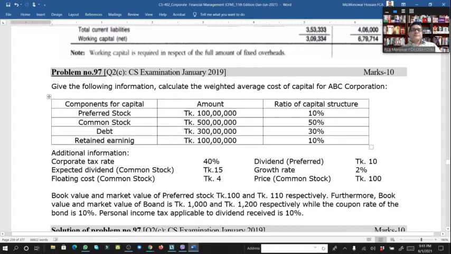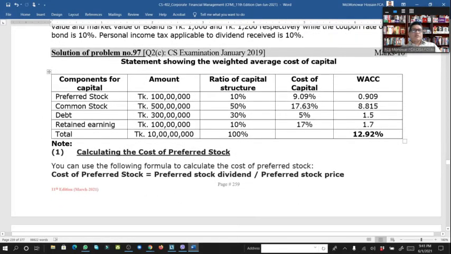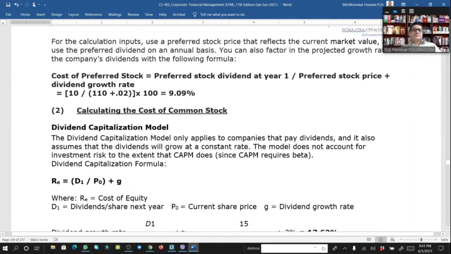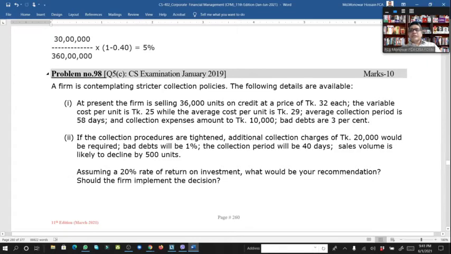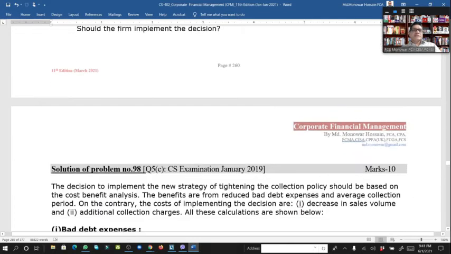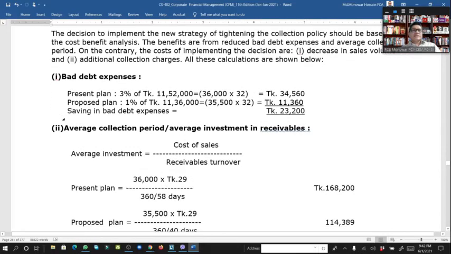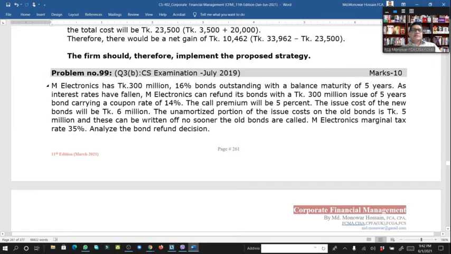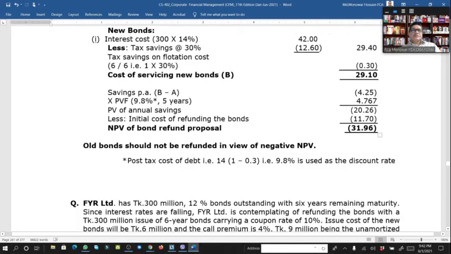Another one, January 19, 10 marks, and the solution is here. January 19, another 10 marks. Solution. Question 5C, 10 marks. The answer is here. In the same way, CISA July 19, 10 marks. The solution is here.